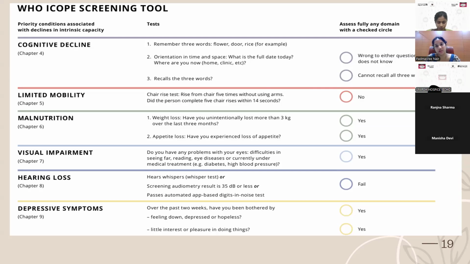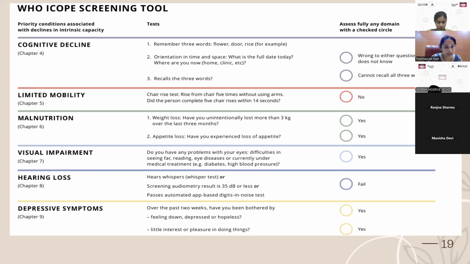So usually what we ask them is what is the date today and where are you sitting right now? So is it in the home or is it in the clinic? And once they finish answering these questions, we ask them to recall the 3 words that we told them earlier. Now, if there is any impairment, that is either they are not able to recall the 3 words, or if they're not sure about their orientation, then the patient requires detailed assessment.